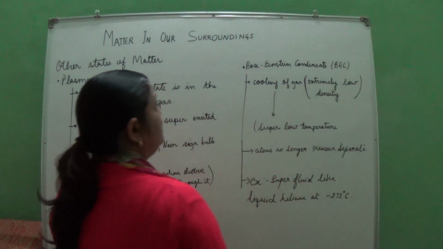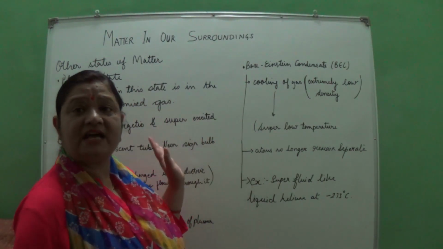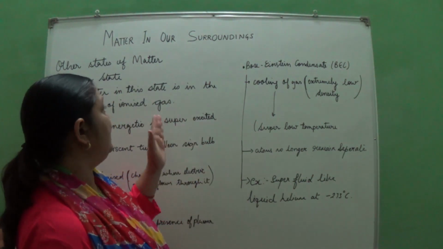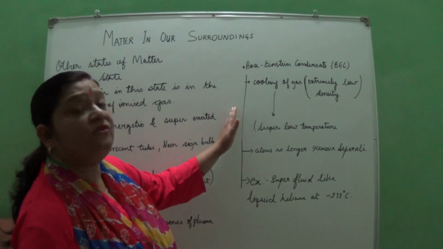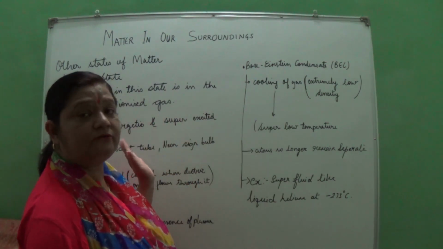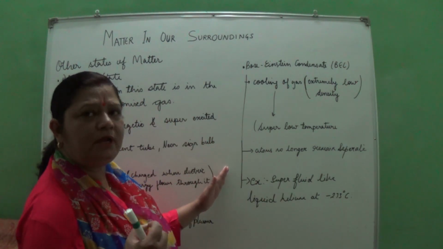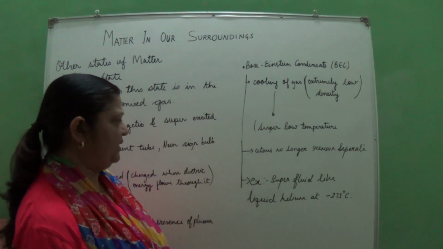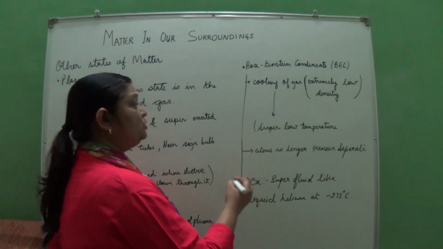Now coming to the Bose-Einstein condensate state. In plasma, we have studied a tremendous amount of energy and the excited state. Here we are studying the cooling of the gas, totally opposite to plasma. These gases have extremely low density, and they are at super low temperature. When I am talking about super low temperature, it goes to what?